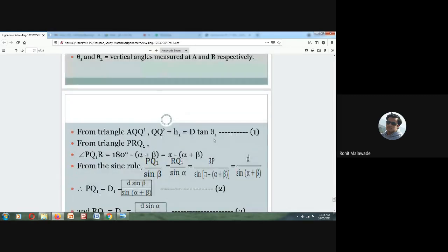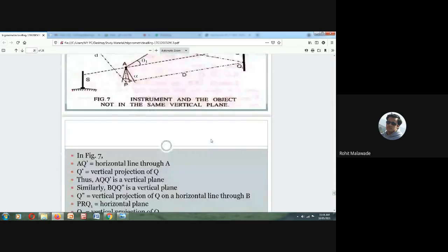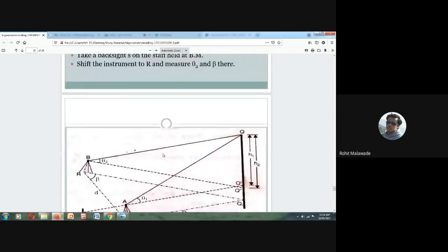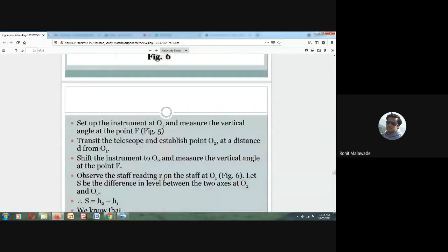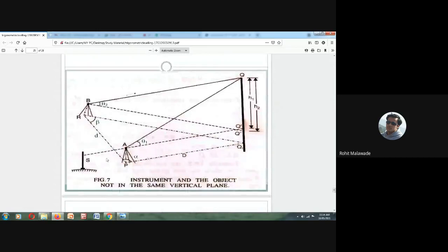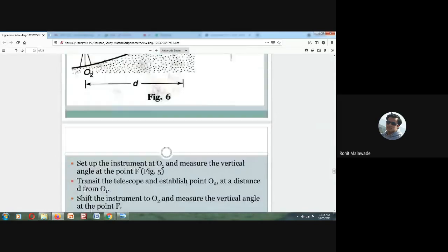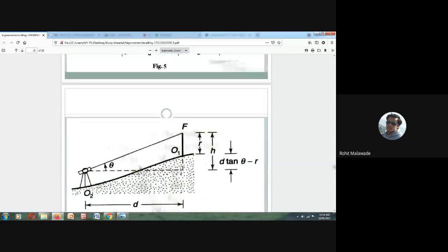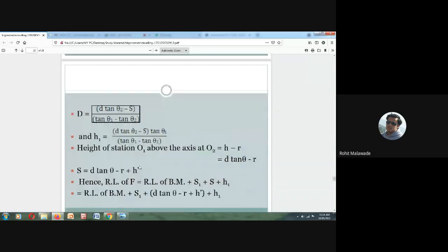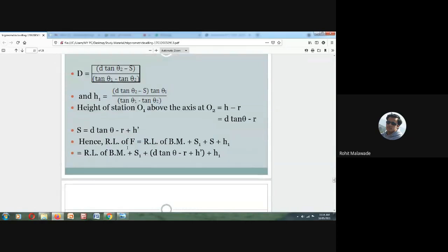Now there is one more thing, which we will solve in tomorrow's class. Based on this particular thing we are going to solve the problem in tomorrow's class, as well as the double plane method. In the double plane method also we are going to solve. So you need to remember the formulas when we solve the problem. This is what the formulas are that we will use in tomorrow's class.